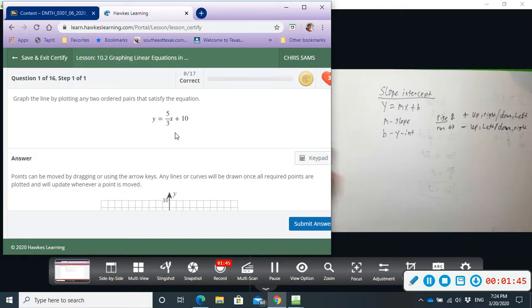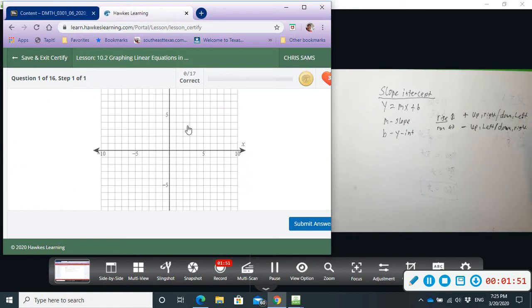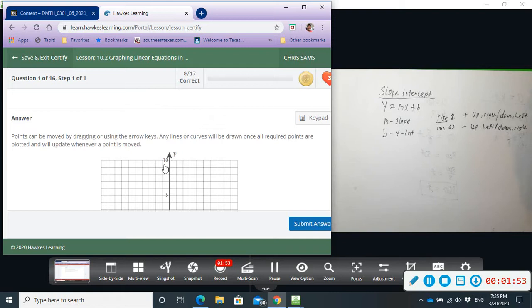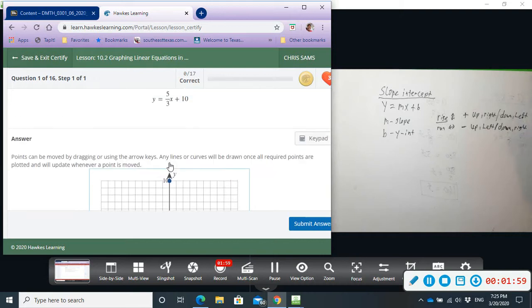Okay, and you have to make sure you pick a point that's going to fall on this graph. So our y-intercept is 10. Okay, that's right on the bound of the graph. This graph goes to 10. So I'm going to make that my first point at 10. And then I can't go up. See, my slope is 5 over 3. So I would want to go up 5 and then to the right 3. Up and right.